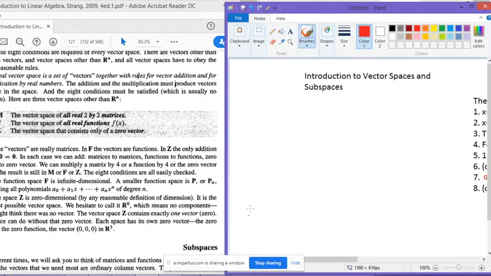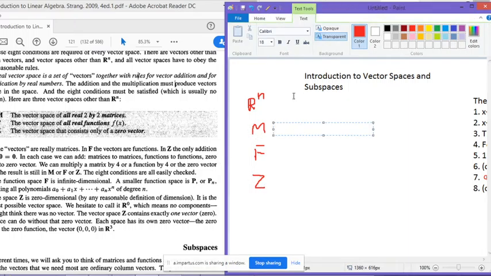The vector spaces other than R^n. So other than R^n, what are the other vector spaces we have? We have a vector space M, we have a vector space F, we have a vector space called Z. So what are these? M is nothing but a 2 cross 2 matrix. It's the vector space of all real 2 by 2 matrices.